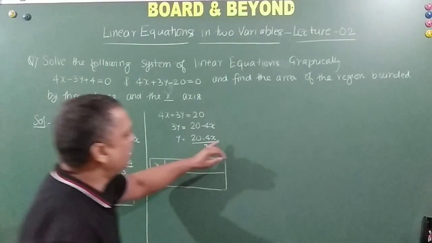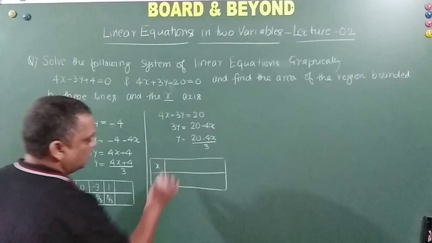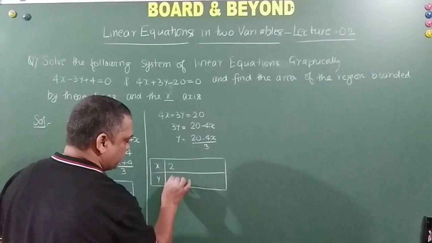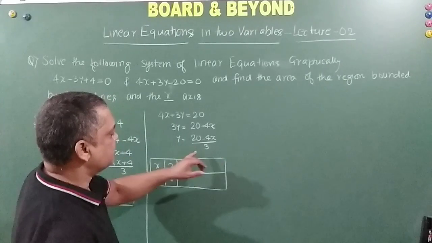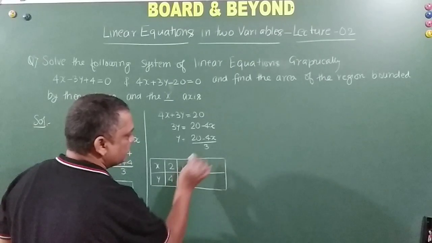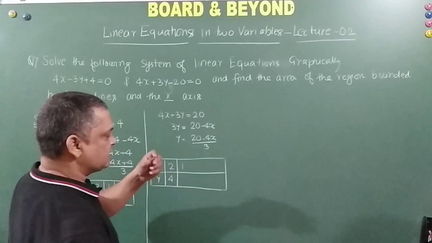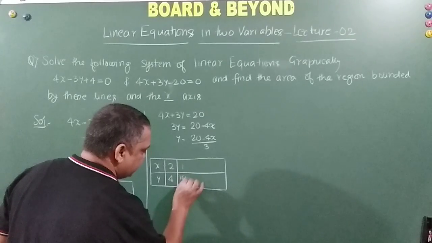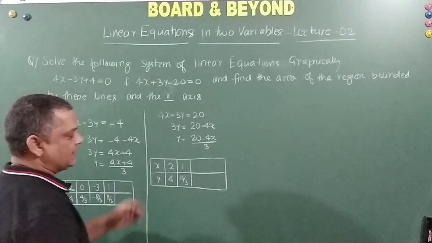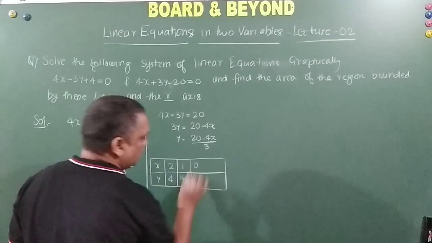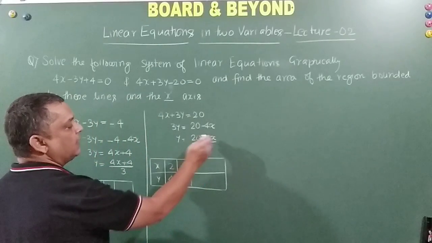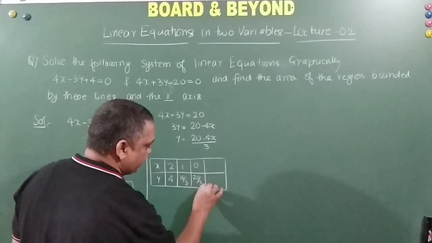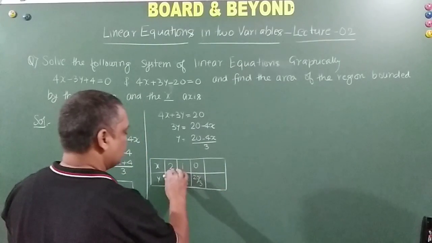Let us say x is equal to 2. What happens? 20 minus 8, that is 12. 12 by 3 is nothing but 4. Let us say x is equal to 1. This becomes 20 minus 4, that is 16 by 3. It doesn't divide, no problem, 16 by 3. Let us say x is equal to 0. This becomes 20 by 3. Let it be 20 by 3, no problem.